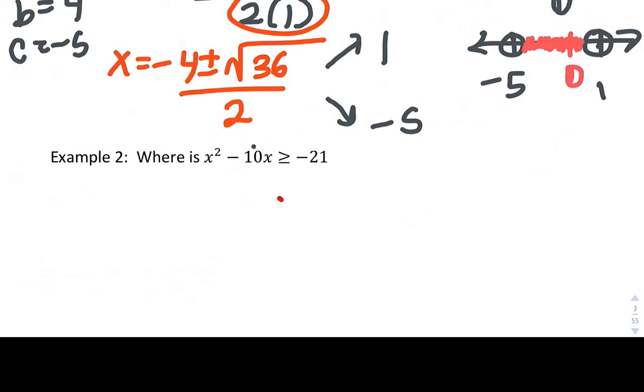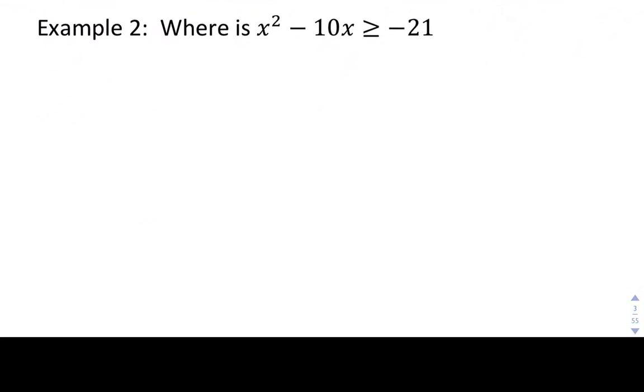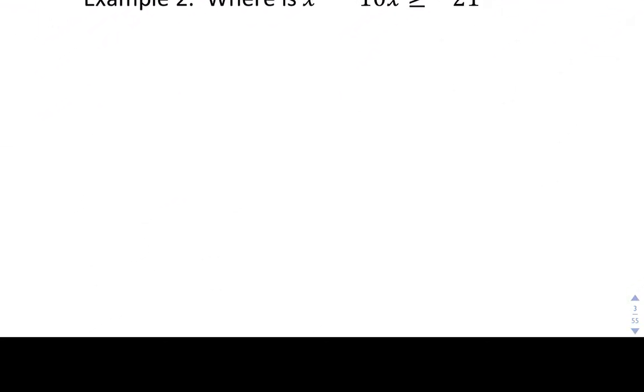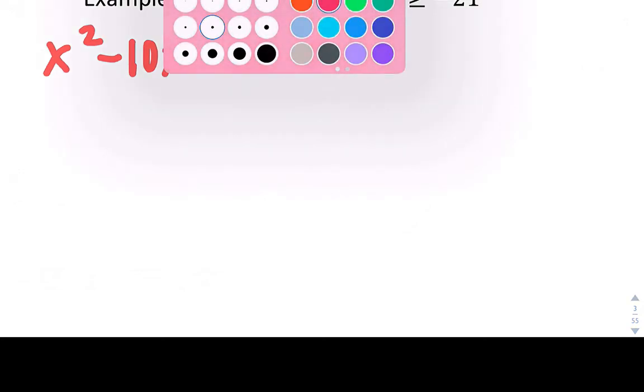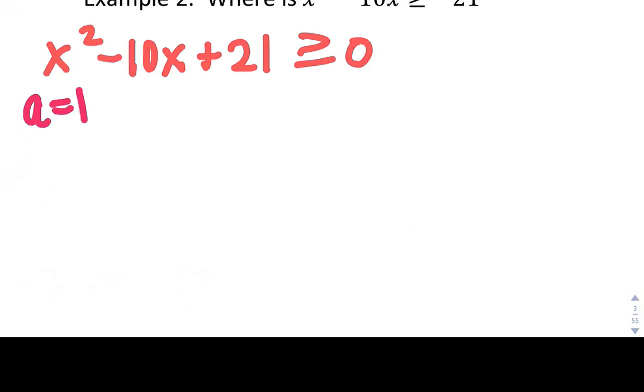Okay, so again, steps are get 0 on one side. Okay, so I'm going to rewrite that equation, add 21 to each side. Here's what it looks like. X squared minus 10x, and then minus 21, we'll add 21, greater than or equal to 0. Okay, so get 0 on one side. Find a, b, and c. A is 1, b is negative 10, c is 21.